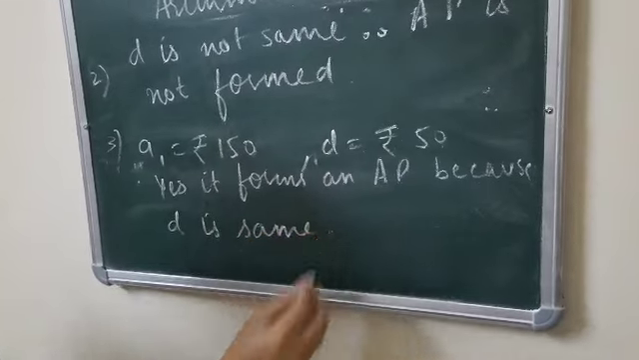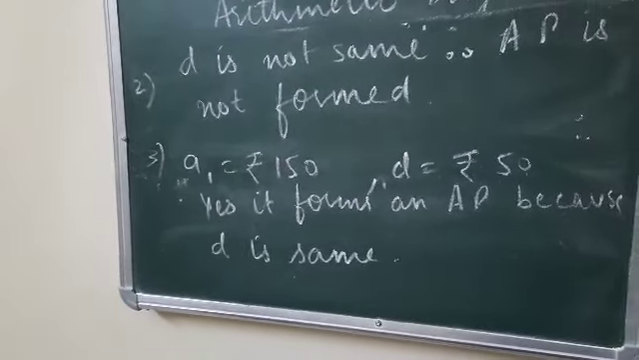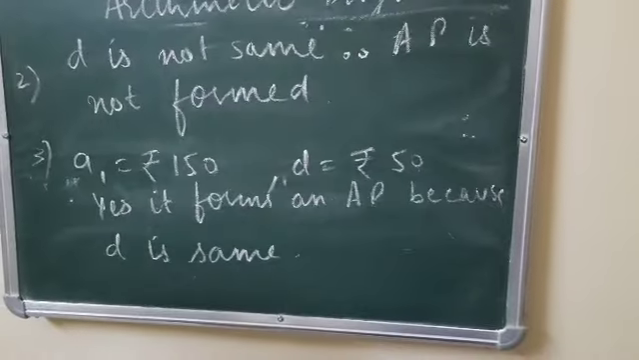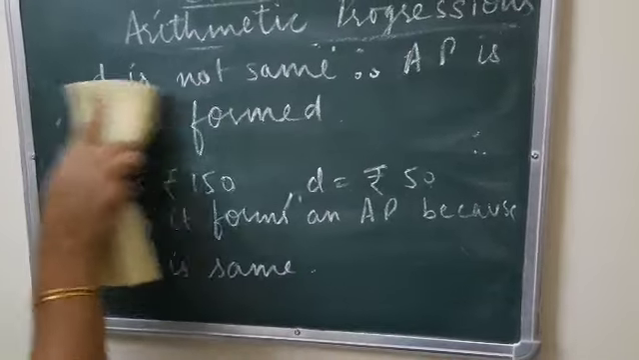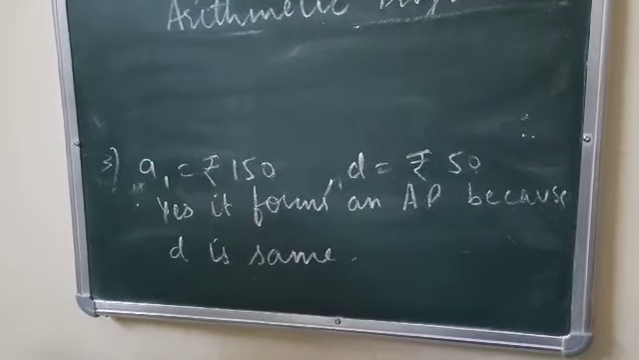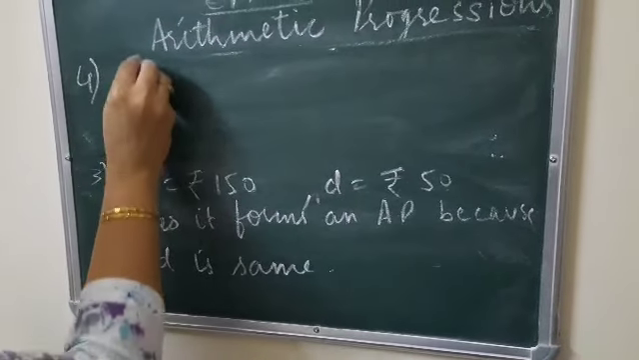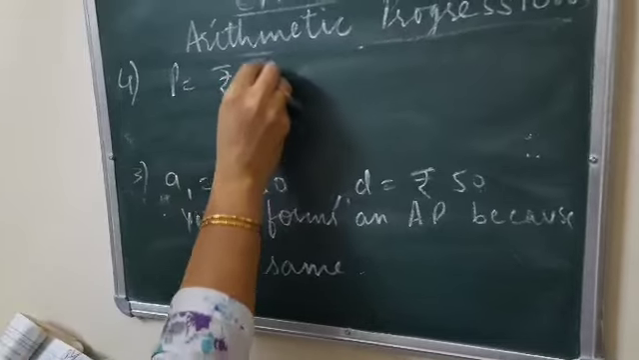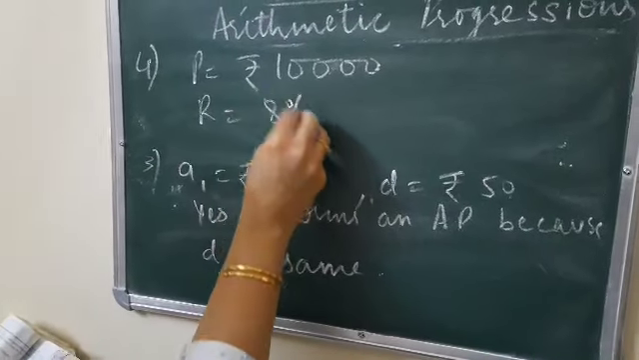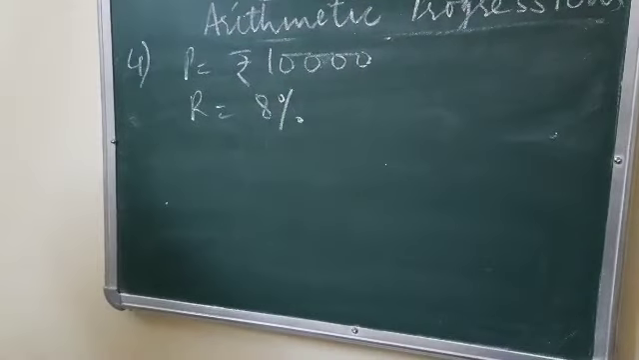The last part of question number 1. It is amount of money in the account every year when rupees 10,000 is deposited at compound interest at 8% per annum. Now, do you remember the formula for compound interest? Amount of money deposited, P is given rupees 10,000, R is given 8%, and you have to find the amount. The first amount we will be finding will be our A1.